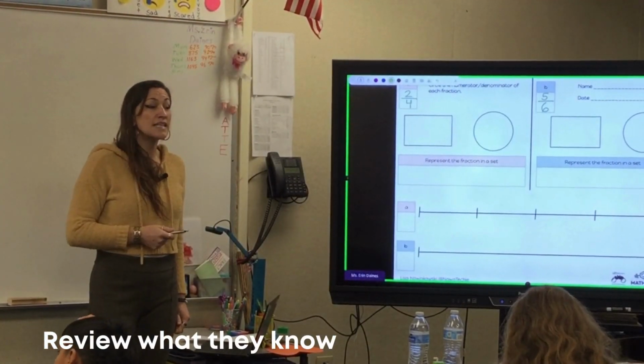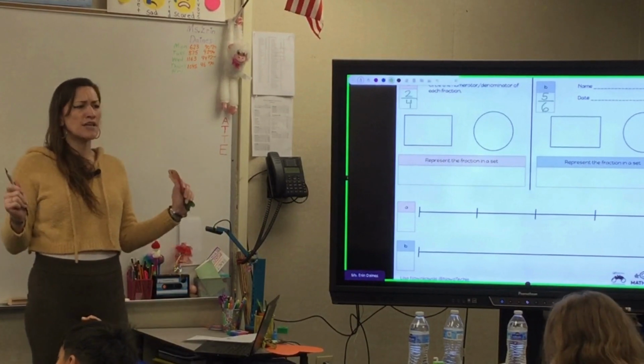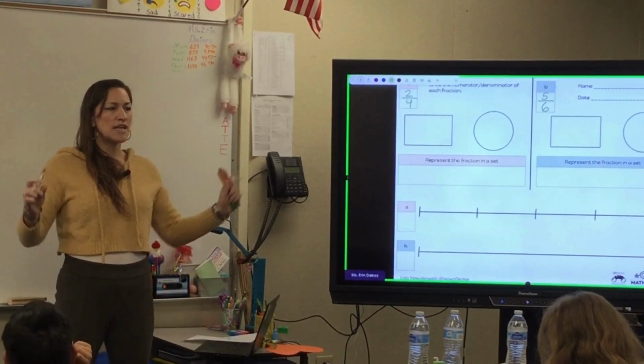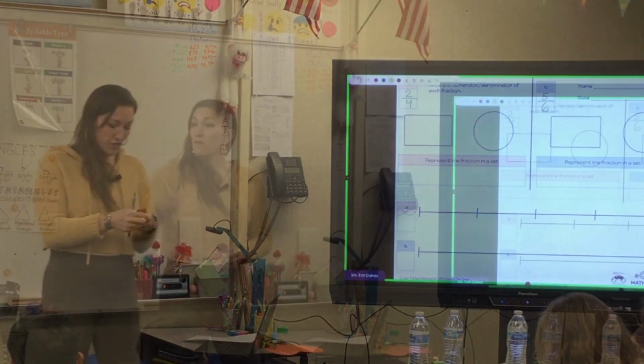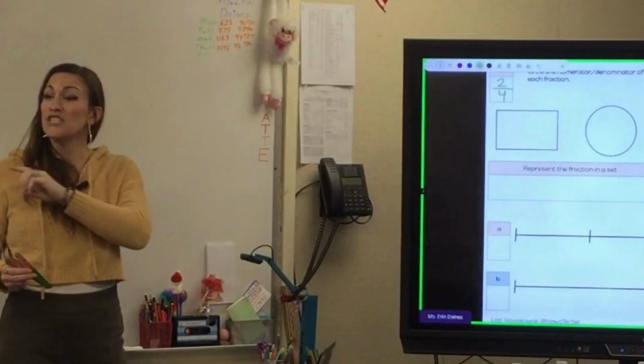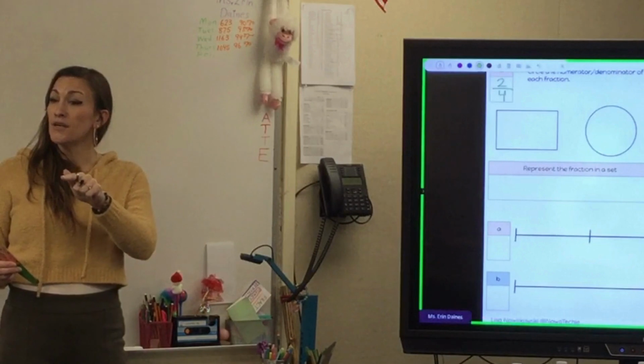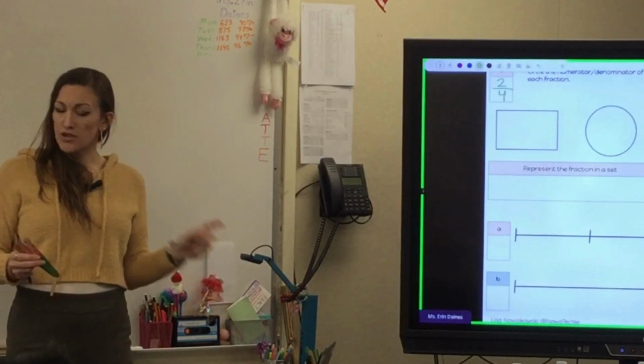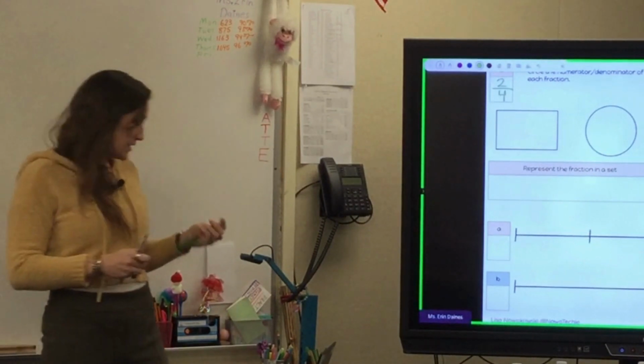You could break it into fourths. You can take a what and break it into fourths? Take a whole and break it into fourths. Fractions are parts of a whole. Do we agree? Yes. She said you can use the denominator to break it into equal parts. Do we agree with that? Yes, that was great.